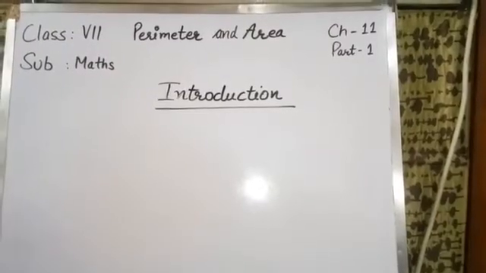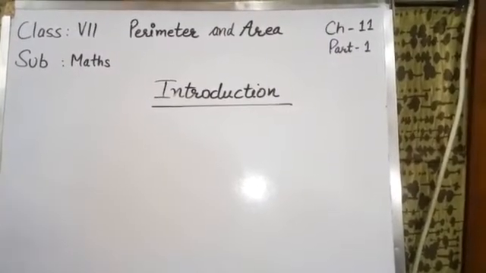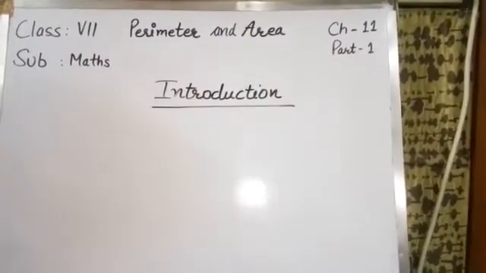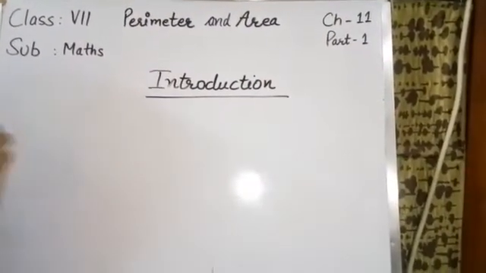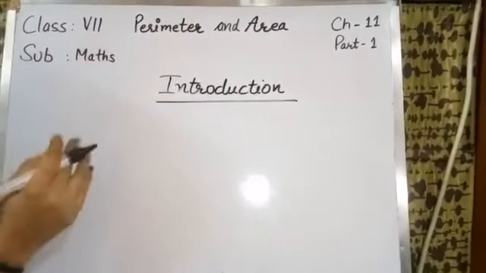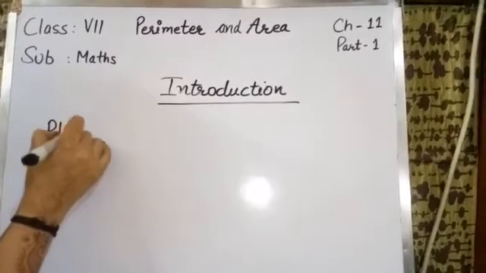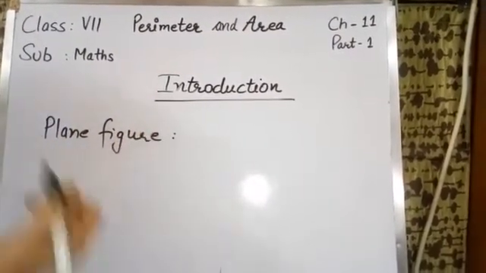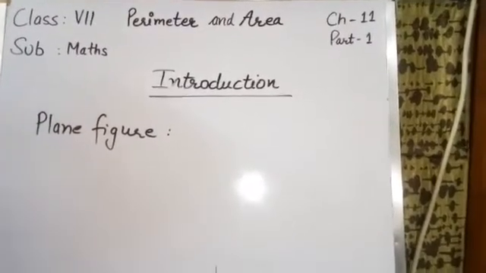Hello students, in today's e-lecture we are going to start our new chapter number 11, perimeter and area. Now we should understand the concept of perimeter and area. Let us understand the following concepts, like the first concept, plane figure. Now what is a plane figure? A figure lying in a plane is called a plane figure.